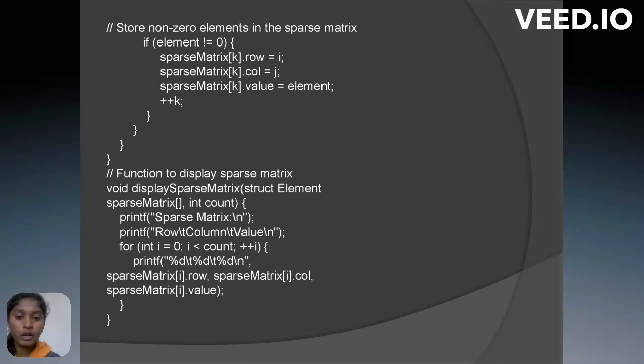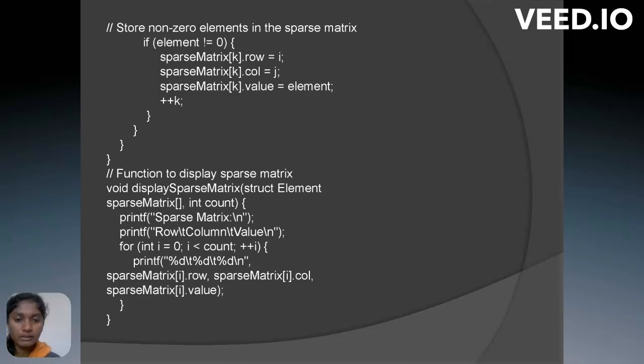void displaySparseMatrix(struct element sparseMatrix[], int count). printf("Sparse Matrix\n"); printf("Row, Column, and Value"); for (int i = 0; i < count; ++i) printf("%d\t%d\t%d", sparseMatrix[i].row, sparseMatrix[i].column, sparseMatrix[i].value) and close the parenthesis.